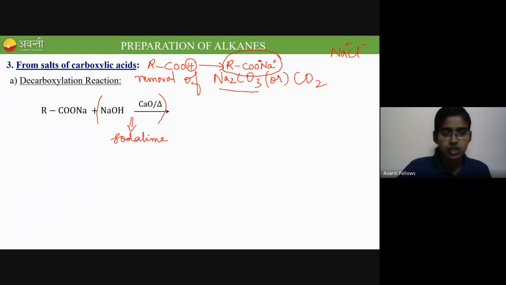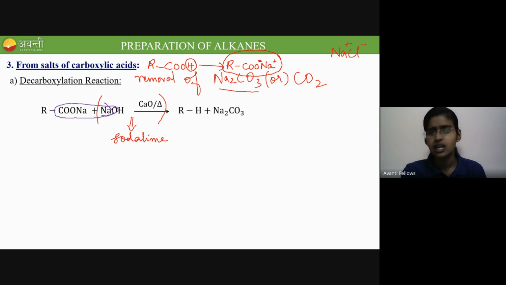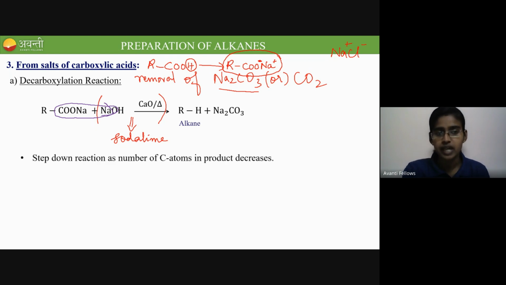Just have a look at it. I'll use a different color. So this is Na2CO3. Na2CO3 is removed and R is going to form a bond with H, and this RH is nothing but the alkane, right? So this reaction is also called a step down reaction. Why is it called a step down reaction? The number of carbon atoms in the product will be decreased.